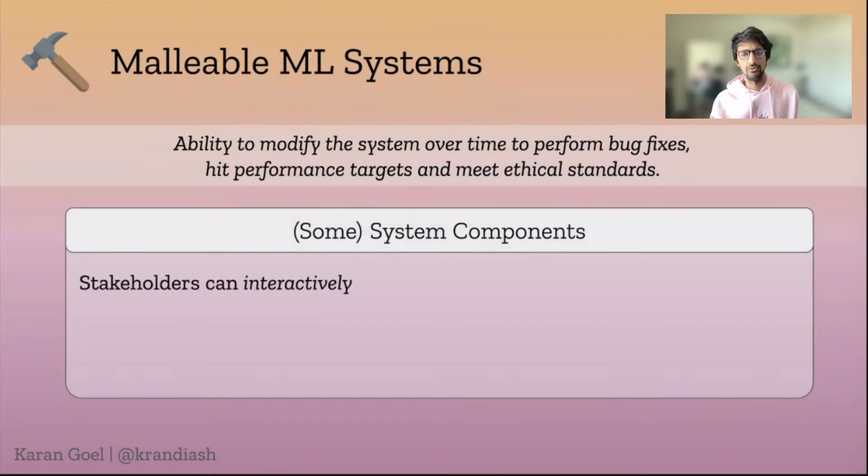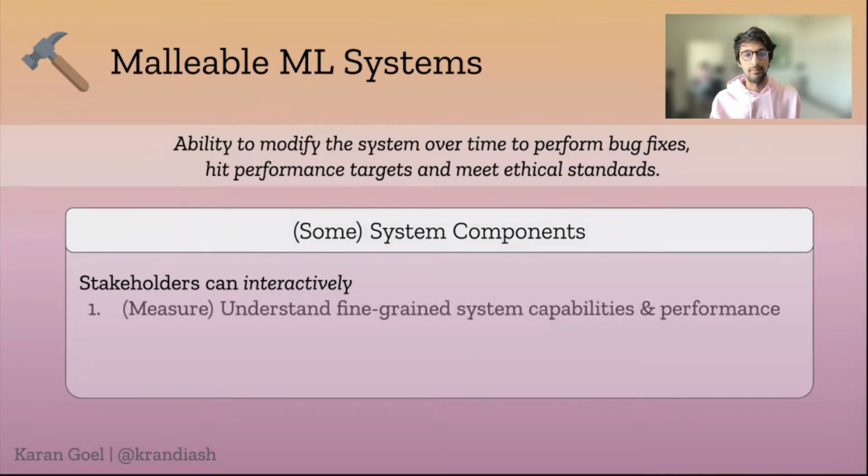Well, what you would want is that the stakeholders of the system, which might be engineers, developers, researchers, ethicists, whatever they are, they can interactively, the keyword being interactive here, measure fine-grained system capabilities and performance, so they can actually understand what the system is doing. And this is a critical, I think, bottleneck to actually building malleable systems, because you need to know what the system can do in order to actually improve it well.